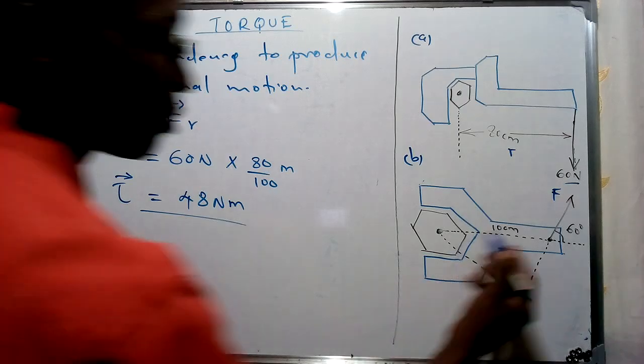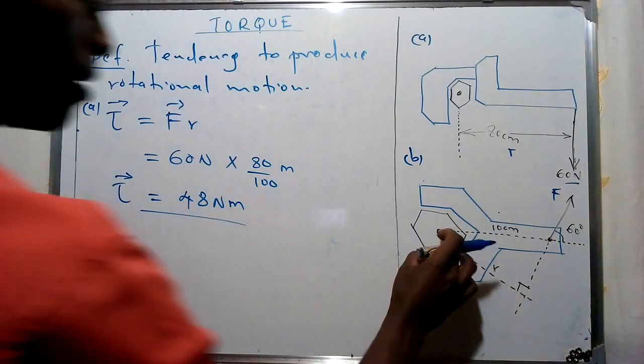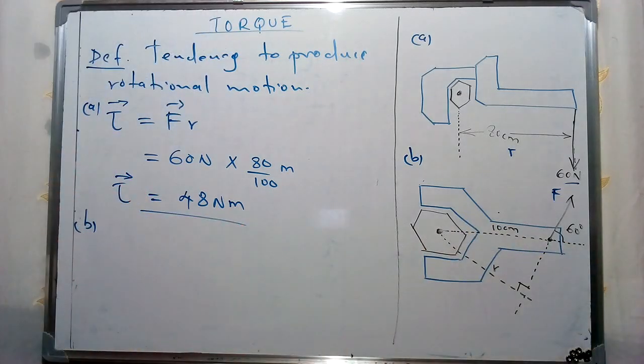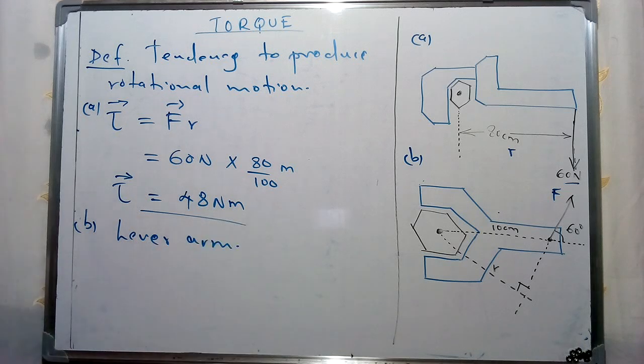So in this case, we are going to have this one as our R, which is going to be the distance from the fixed point to the point of action of that particular force. And of course, we're going to be required to find what we refer to as a torque. Now, in this second case, we're going to consider this one as 10 centimeters at the lever arm. So in this case, this is going to be from our lever arm, whereby we're going to see that this is going to be a perpendicular distance from the line of applied force.